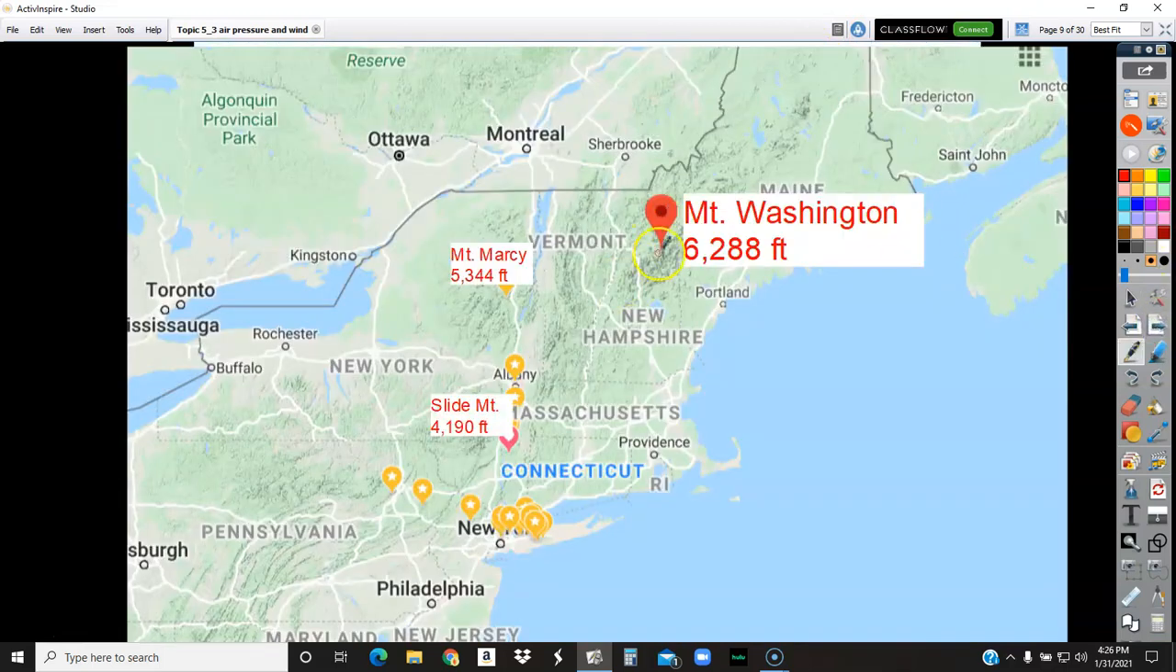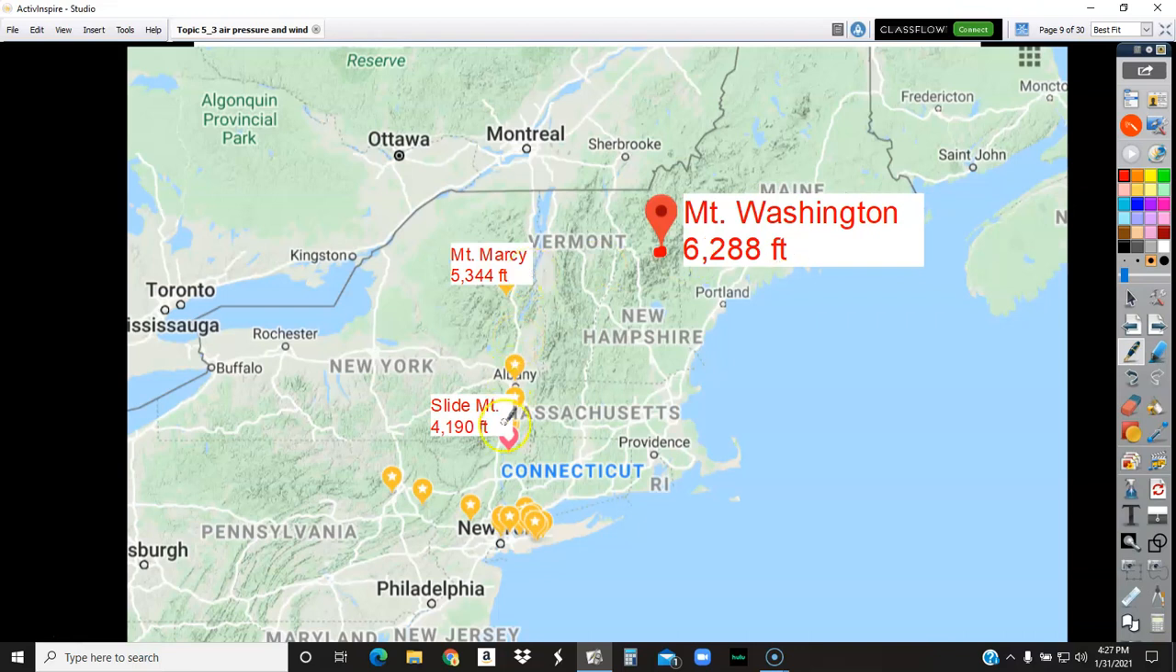So here's where Mount Washington is. You've got Vermont, New Hampshire, and right about here, Mount Washington sits at 6,288 feet, which is nothing compared to the West Coast mountains, the Rockies, etc. But for the Northeast, that's the tallest mountain. Very extreme weather Mount Washington has. It can be extremely windy, like I said, hurricane force winds, very, very cold weather.